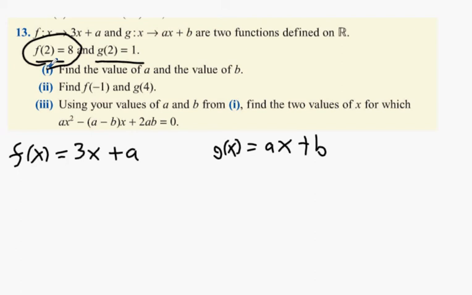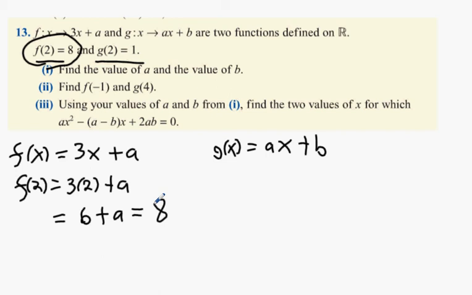Okay, so for the f function, when you replace x's with 2's, you get 3 times 2 plus a, which is going to be 6 plus a, and we know the answer is 8, right? So bring over 6, a equals 2. It could be a simultaneous equation. Question 15 is definitely a simultaneous equation, but this one is going to work out nicely.